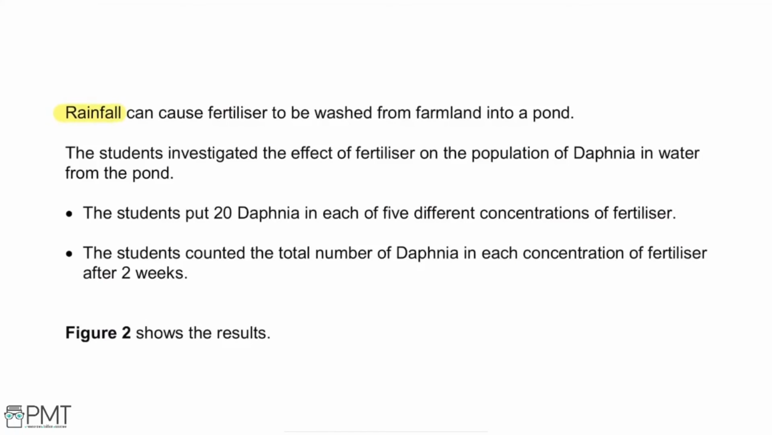Rainfall can cause fertiliser to be washed from farmland into a pond. The students investigated the effect of fertiliser on the population of Daphnia in water from the pond. The students put 20 Daphnia in each of 5 different concentrations of the fertiliser. The students counted the total number of Daphnia in each concentration of fertiliser after 2 weeks, and figure 2 shows the results.